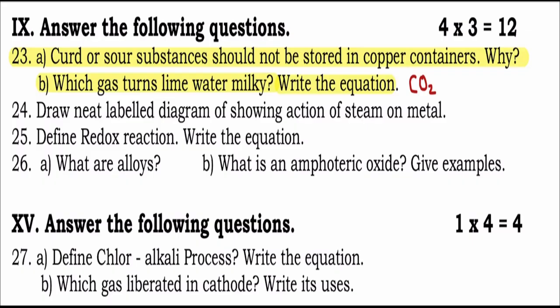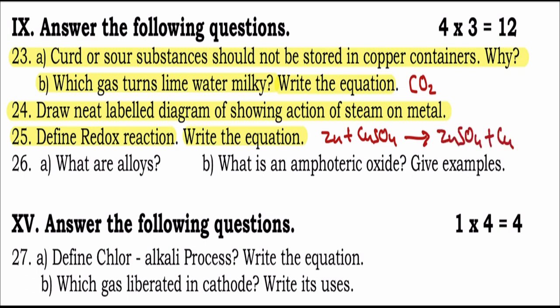Next question. Draw a neat labeled diagram showing action of steam on metal. You draw this diagram. I will go to the next question. Define redox reactions. Write the equation. A reaction in which oxidation and reduction take place simultaneously is known as a redox reaction. And the equation: Zn plus CuSO4 gives rise to ZnSO4 plus Cu. See, this is the fourth option from here.